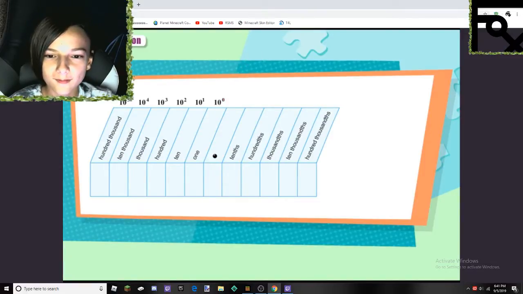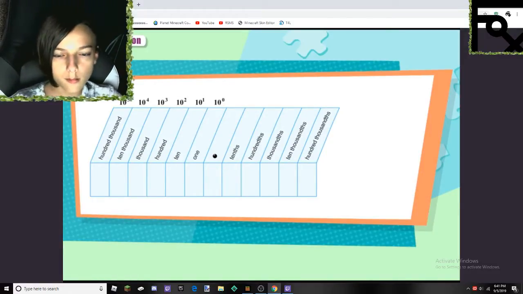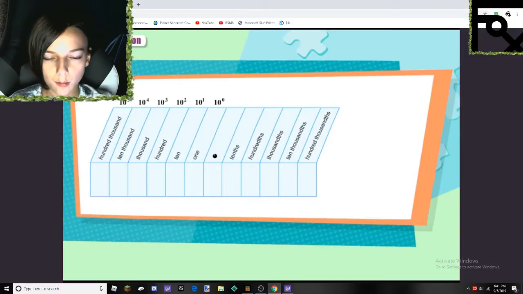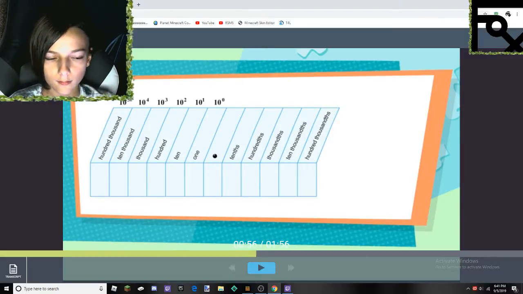Notice that as we move to the right, each place value is 1/10 of the previous place value. Also, notice that the power of 10 decreases by 1 for each place value we move to the right. Now let's continue this pattern.